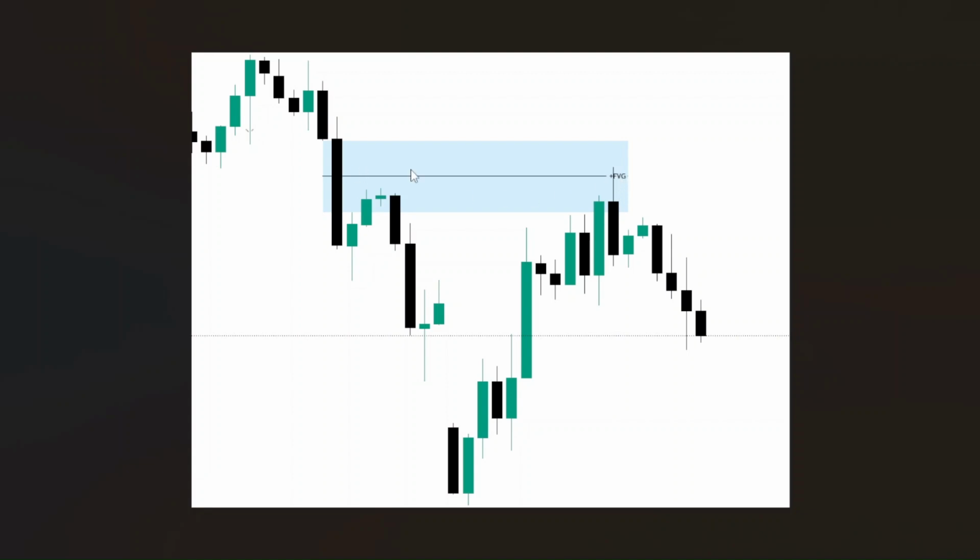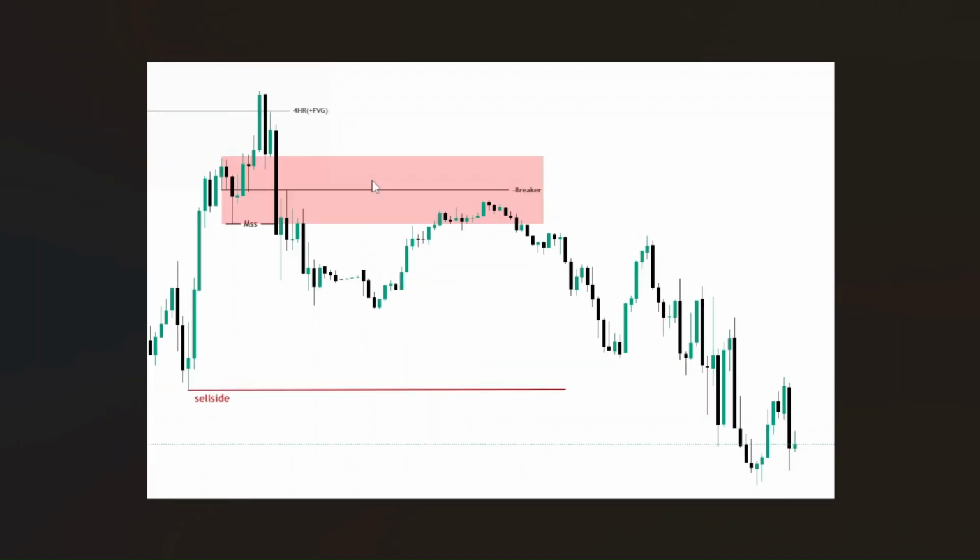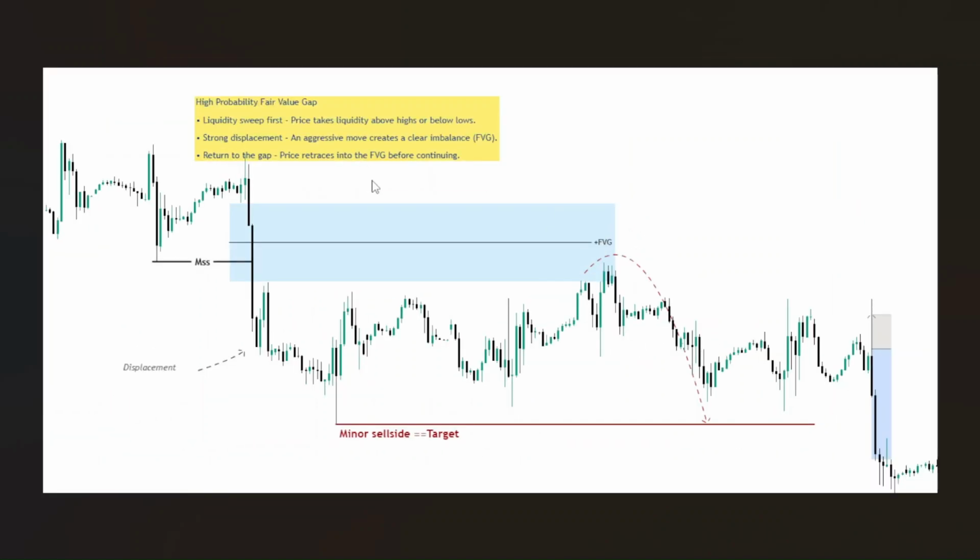And then the second time it came and respected the, I'd say, consequent encroachment, if you know what that is. It's just the middle part of the fair value gap. And then it starts dropping. That is how price respects a fair value gap. Let's see another example right here.